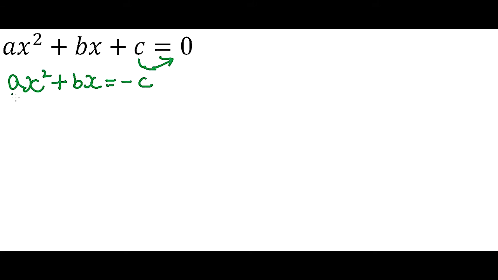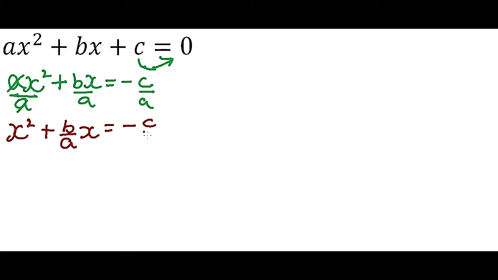We make the coefficient of x squared to be 1. We divide by a, divide by a, divide by a. So a divided by a, we get 1. So our equation now is x squared plus b over a x equals minus c divided by a.